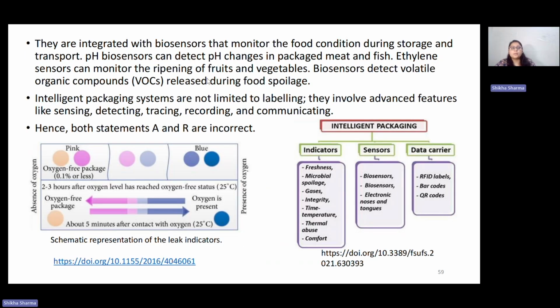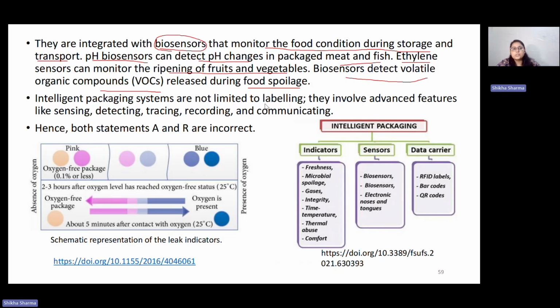So these intelligent packaging systems are integrated with biosensors, which monitor the food condition during storage and transportation. They can have pH sensors, which detect the pH change in the packaging of meat and fish, and ethylene sensors, which monitor the ripeness of fruits and vegetables. These biosensors detect the volatile organic compounds released when the food is spoiling, and they tell if the food is in good condition or not.